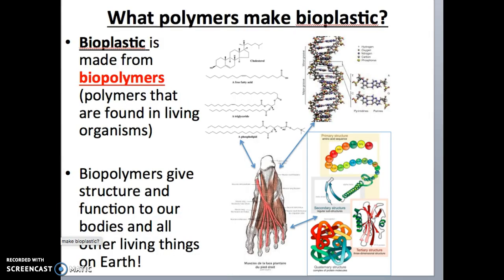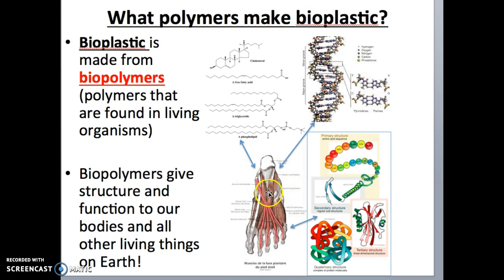Now let's talk about bioplastics, because that's what our project is about. The polymers that make bioplastic are from what we call biopolymers. Remember, bio means life, polymer is a long chain of molecules. So biopolymers are polymers that are found in living organisms. And biopolymers are very important because they give structure and function to our bodies and all other living things on Earth. Here's an example. Our foot is made out of many, many different types of materials and cells.